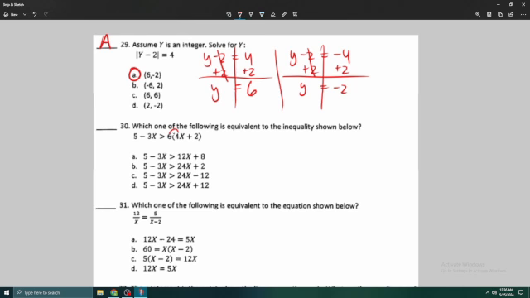This is really just a distribution problem. So 5 minus 3x, not important. We don't care about that. 6 times 4 is 24. Don't forget the x. And 6 times 2 is 12. And so this is really what we're looking for. 24x plus 12. Yep, there's our answer, D. So it's really just a distributive property.